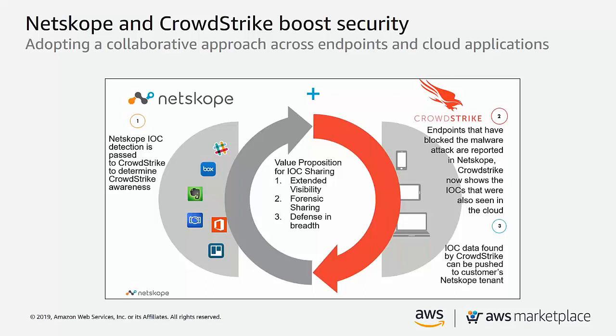The second is endpoint protection. Netskope can pass things like malicious file hashes to CrowdStrike, so it can alert on the affected endpoints and maybe prevent the malicious file from executing if that's the case there.